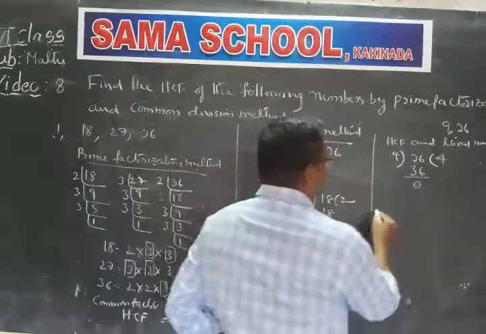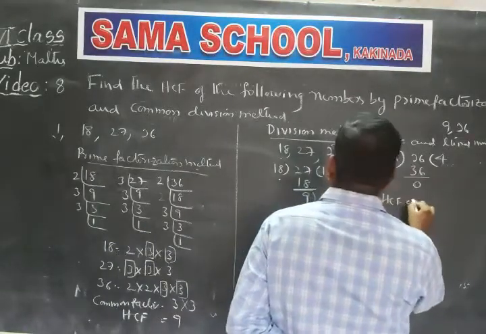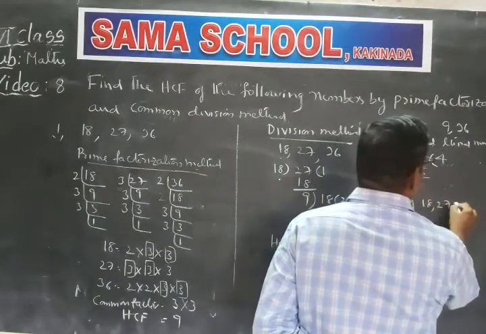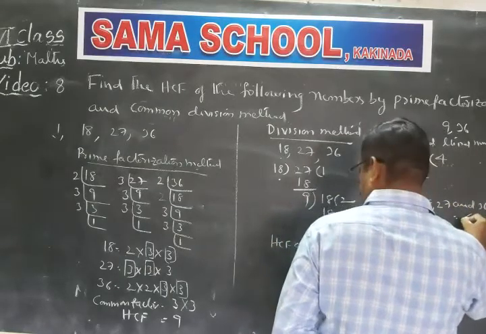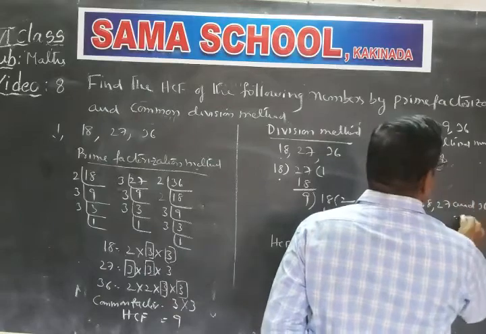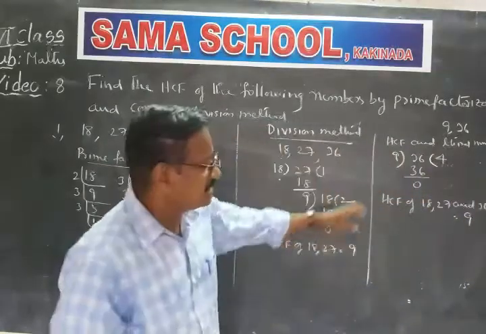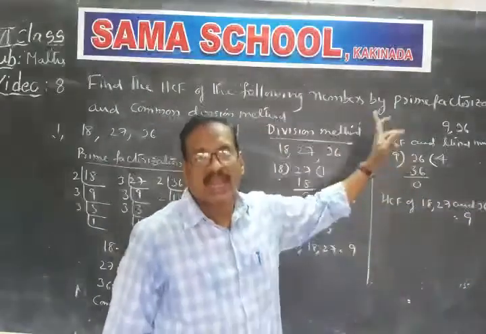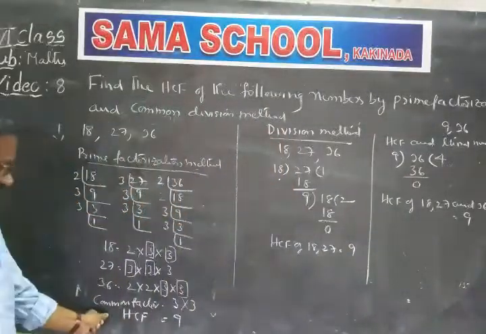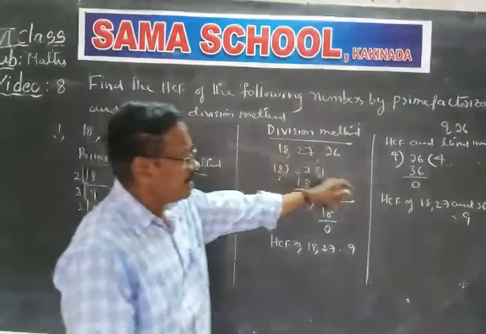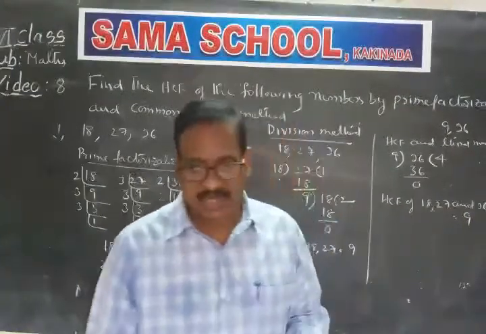Now the HCF of the three numbers: HCF of 18, 27 and 36 is equal to 9. What is the last divisor? 9. The last divisor is the HCF. In the prime factorization method, the HCF is 9. In the division method, you know what the HCF is? 9. Okay, then another one.